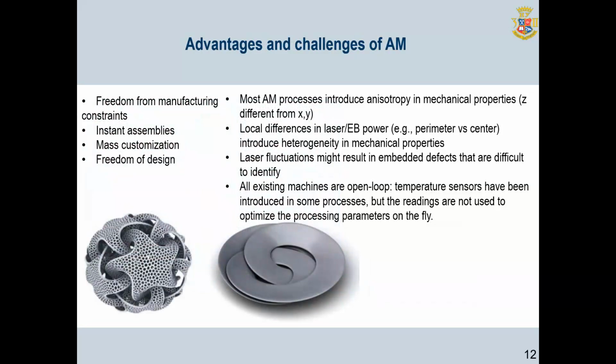The main challenges of additive manufacturing are that most additive manufacturing processes introduce anisotropy in mechanical properties. Local differences in laser power introduce heterogeneity in mechanical properties. Laser fluctuations might result in embedded defects that are difficult to identify. All existing machines are open loop. Temperature sensors have been introduced in some processes, but the readings are not used to optimize the processing parameters on the fly.